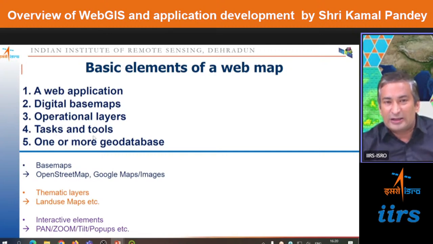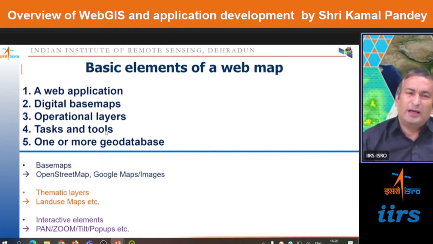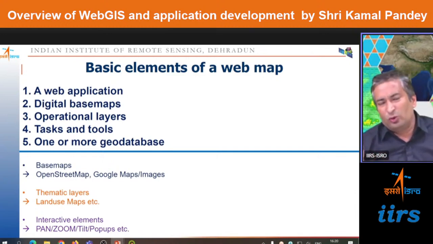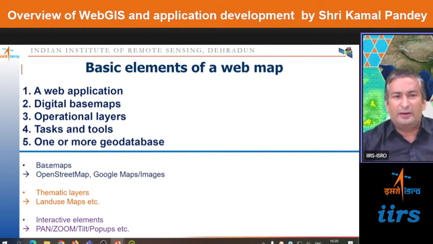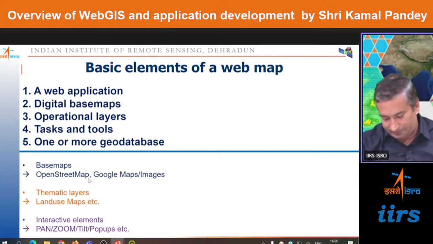Then there are some tasks and tools, meaning algorithms are required; which algorithms you want to put over there. What are the tools? Navigation tools like zoom in, zoom out, and you want to put the map into a 3D form or into a 2D form. So those all can be done. One or more geodatabases are also required. Okay, so one example I have written over here: base map, your OpenStreetMap or the Google Maps images, they can act as a base map. Whereas for thematic maps, I already told you, land use maps or any other map. Interactive elements can be pan, zoom, tilt, pop up, etc. It can be many.